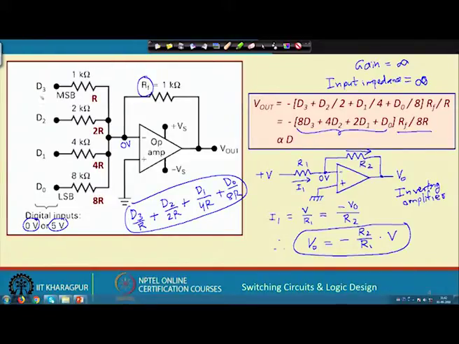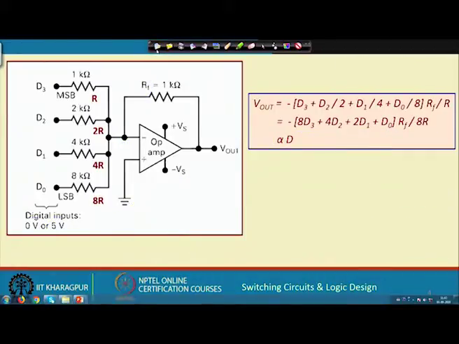You see, for this 4 bit binary number, what are the weights? 8, 4, 2, 1, 2 to the power 0, 2 to the power 1, 2 to the power 2, 2 to the power 3. So, it is exactly there, you see D 0 plus 2 D 1, 4 D 2, 8 D 3. This is nothing but the decimal equivalent of the number. So, V out is becoming proportional to D, where the constant of proportionality is minus R f by 8 R. So, by controlling the value of R and R f, the exact voltage can be fixed, but it will always be proportional. So, this is a very simple way to build a digital to analog converter by using different values of resistances.